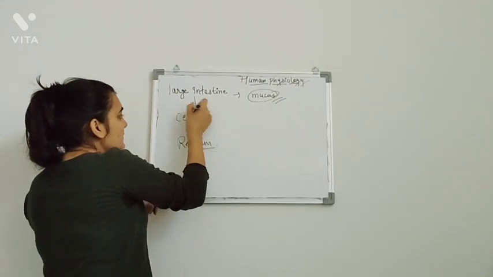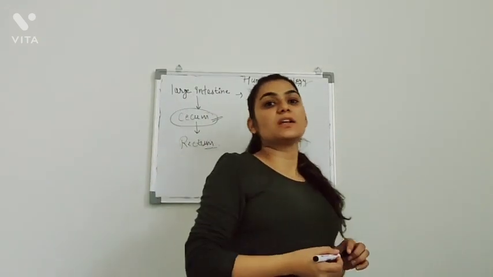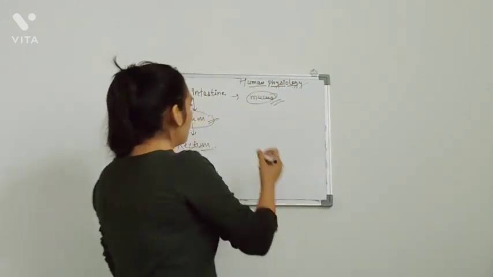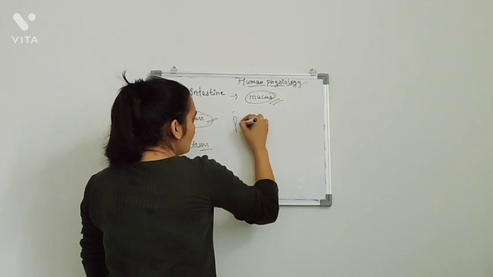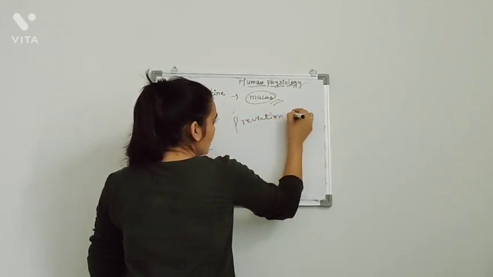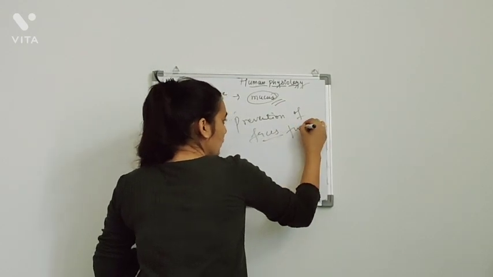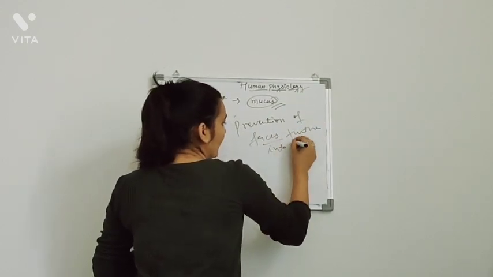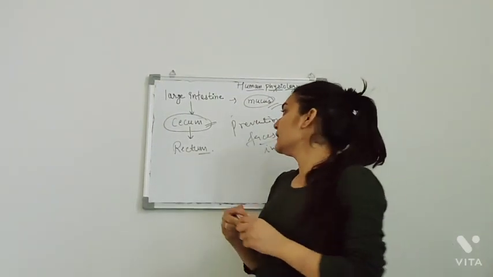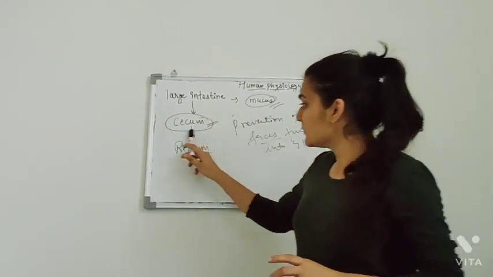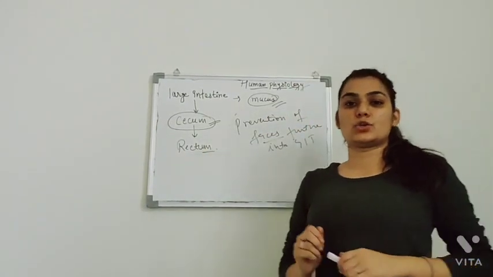After that, the food enters into the cecum through the ileocecal valve. What is the function of the ileocecal valve? Its function is the prevention of backflow of feces further into the GIT, or gastrointestinal tract. After the cecum, the feces are temporarily stored in the rectum till defecation.